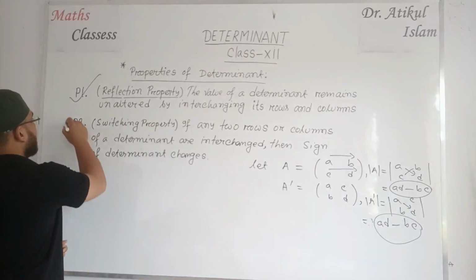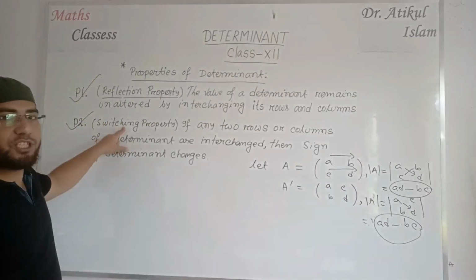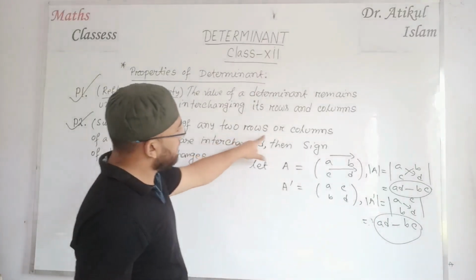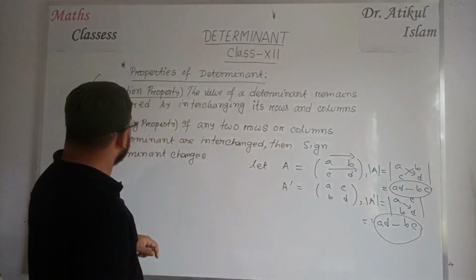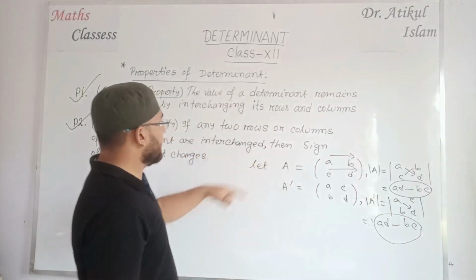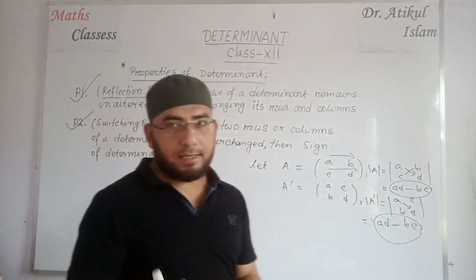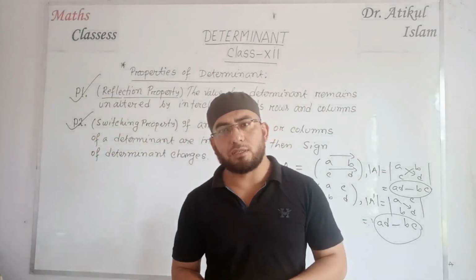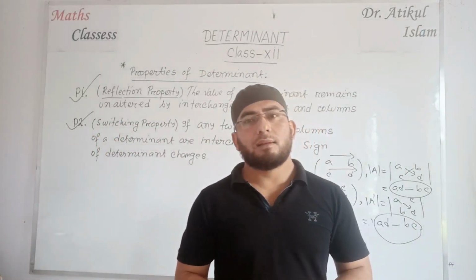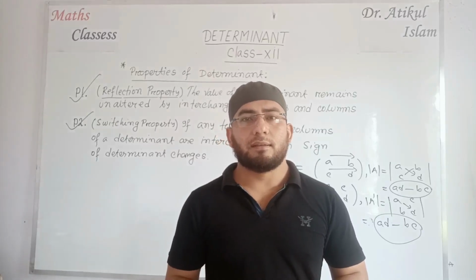Now move to the second property, which is known as the switching property. If any two rows or columns of a determinant are interchanged, then the sign of the determinant changes. That is, whenever you change one row or one column, there will be a change of sign in the value of the determinant.